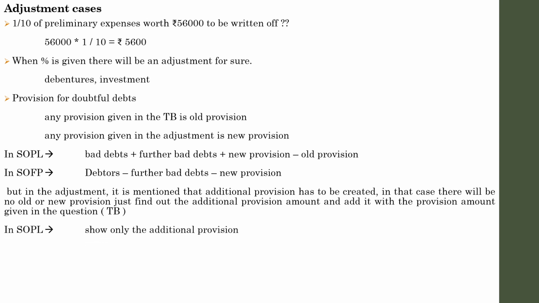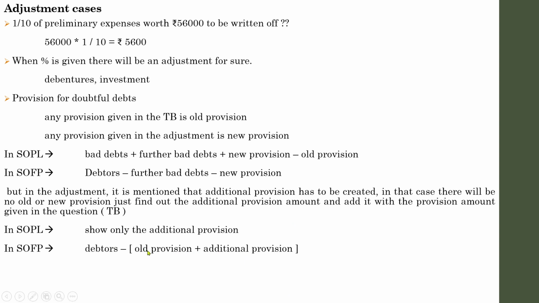So how we are going to deal with that? If such an adjustment category question comes before you in an examination, show only the additional provision in the statement of profit and loss. In the statement of financial position, there will be debtors. From debtors, you need to deduct the old provision and the new provision.